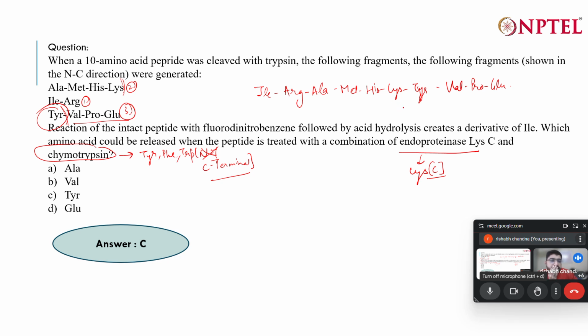Now, in this case, we'll first be treating it with endoproteinase Lys-C, that cleaves after the C terminal of lysine. And then we'll treat it with chymotrypsin, which cleaves after the C terminal of tyrosine, phenylalanine, and tryptophan. So it would cleave after tyrosine. The only amino acid that will be formed from the cleavage by these two enzymes will be tyrosine. The rest: this peptide would be the N terminal peptide, and this would be the C terminal peptide that will be formed.